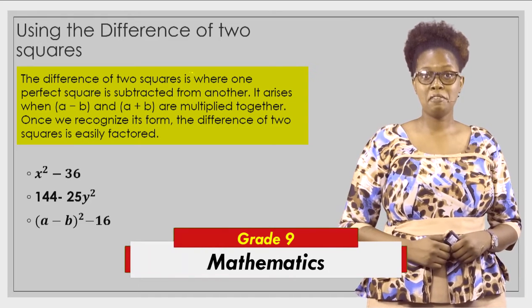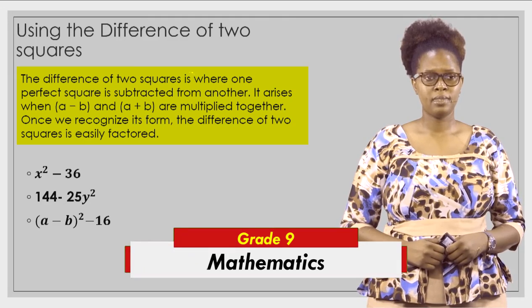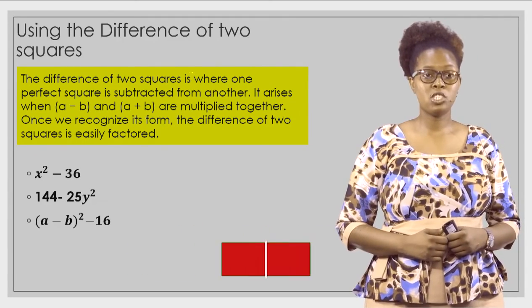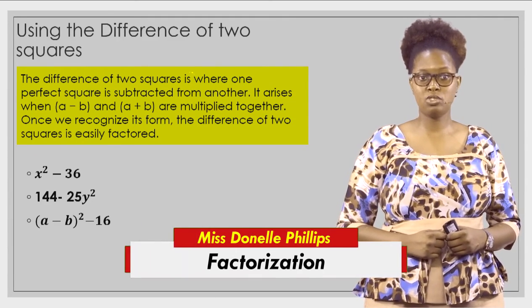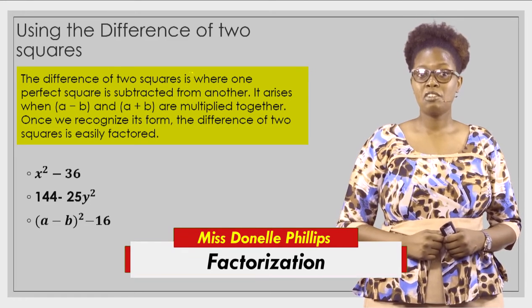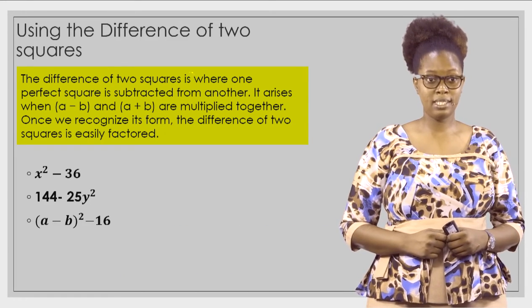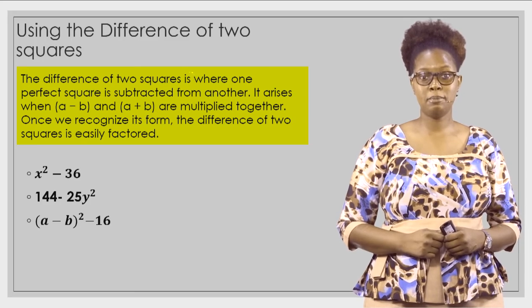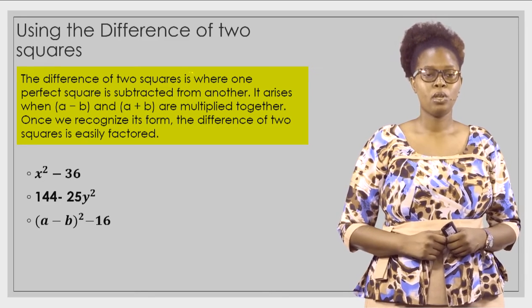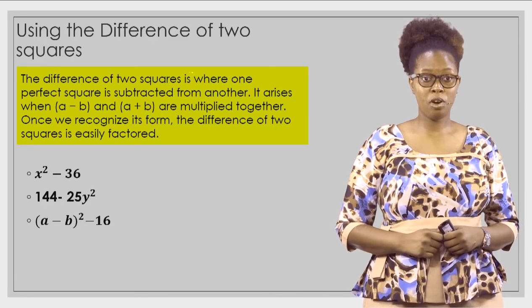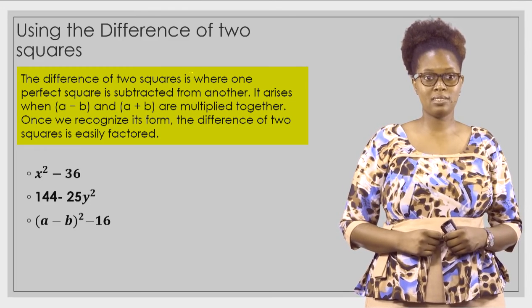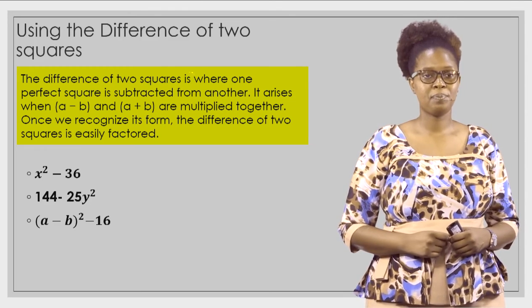Factorization using the difference of two squares. The difference of two squares is where one perfect square is subtracted from another. It arises when a minus b and a plus b are multiplied together. Once we recognize its form, the difference of two squares is easily factored.